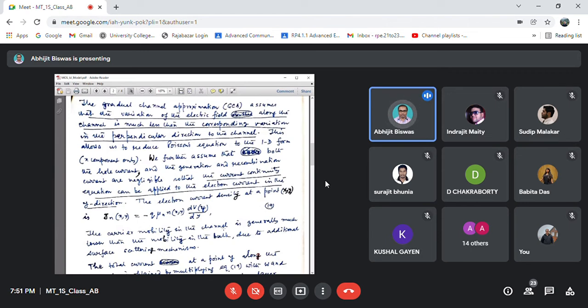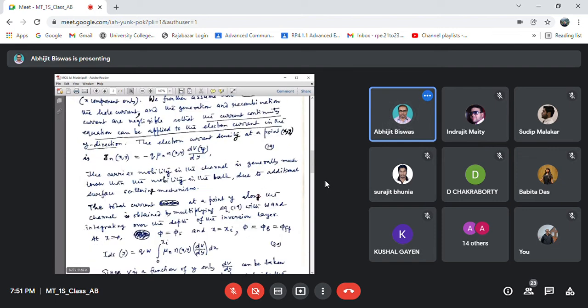So the electron current density at a point (x, y), given by Jn(x,y), is equal to minus q, where minus q is the electronic charge, mu n is the electron mobility, n(x,y) is the electron concentration, times dV/dy. This is equation number 19. It is the electron current density at a point (x, y).